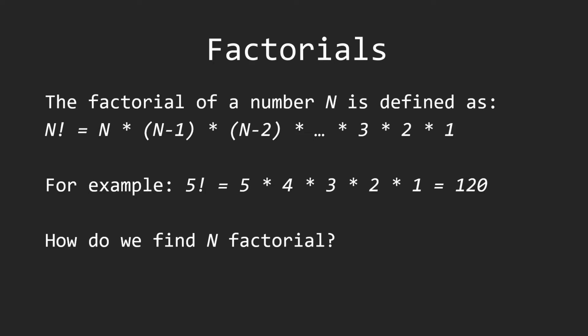We know that's pretty standard. We can multiply some variable that we have globally and return that answer. But how do we do this recursively? And that's our question today.